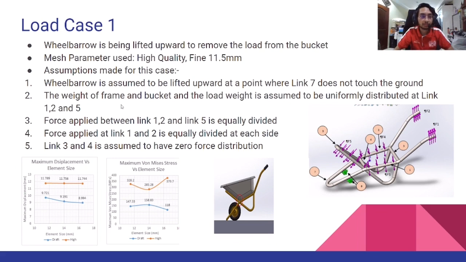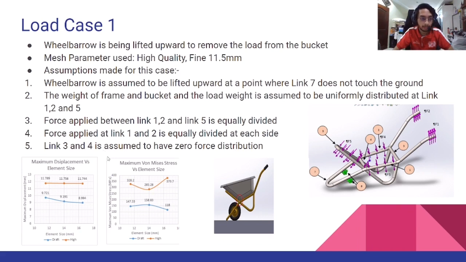And then for the assumption that we made for this case, the first one is wheelbarrow is assumed to be lifted upward at the point where link 7 does not touch the ground. Link 7 is this one. We assume it does not touch the ground to avoid having reaction at this link. The method that we use to find the magnitude of F4, F3, F5, F1, F2 is by using an FBD analysis method. And if we have the reaction F at link 7, it will be hard to find the magnitude of these forces. So we assume the angle of lifted upward is at the point where it does not touch the ground.